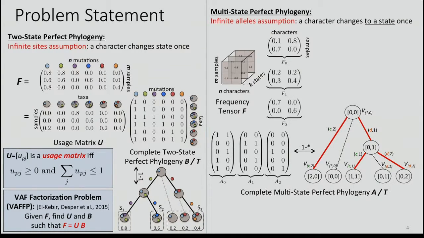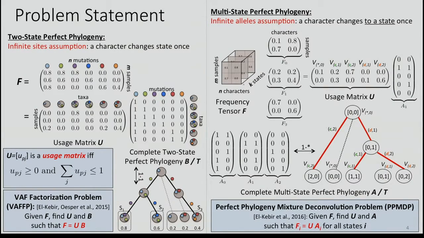So that's still the same thing. We want to find a perfect phylogeny tree. And we can capture this tree as three separate binary matrices. And in fact, what we want to do is find a usage matrix. And this usage matrix has to be applied to every frequency slice. So instead of solving one matrix factorization problem, we have to solve k matrix factorization problems where the matrix U is shared across all slices. So this is the perfect phylogeny mixture deconvolution problem. And this is a paper that's going to be presented at RECOMB this year.